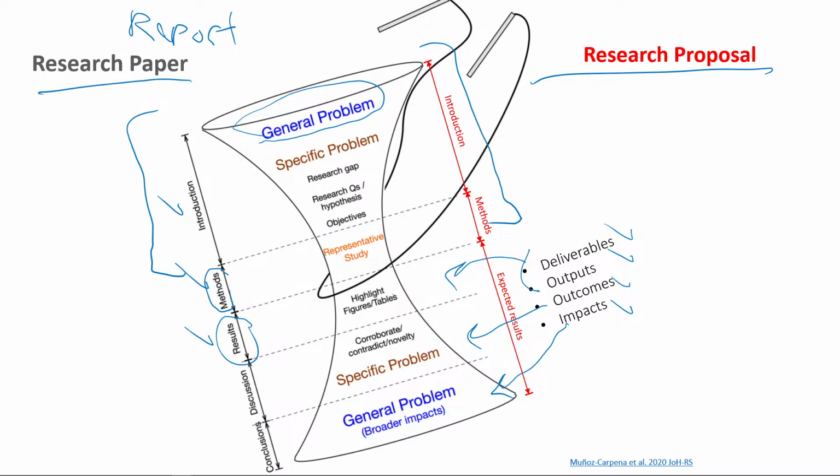Outputs would be the immediate results. Let me give you an example. My deliverable is a groundwater model that will estimate sustainable yield, like how much water we can pump out of the aquifer without an adverse impact. So that would be a deliverable. I will have this model, yeah.